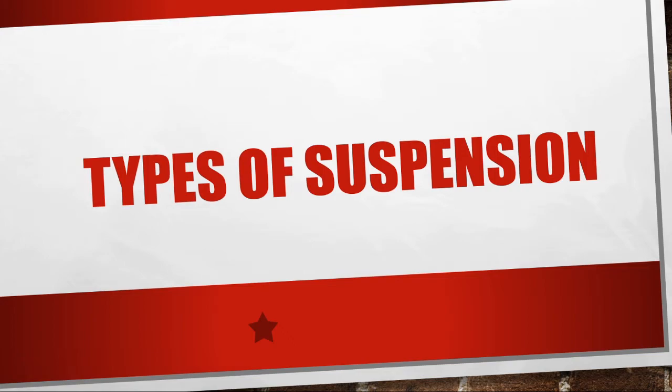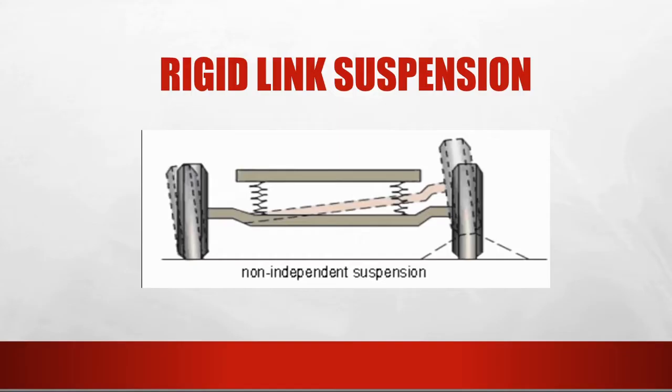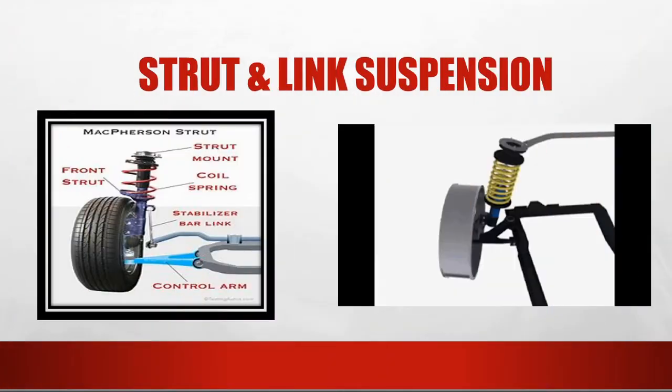Now, the first one is rigid link suspension. As shown in the diagram, tires are connected by a single rigid link, a non-independent type suspension. The next one is the strut and link suspension, which is widely used in front-wheel drive cars. The strut is mounted directly on the steering knuckle. The only link down below is the control arm. That's why it is called strut and link suspension. So we have one strut and a lower link.